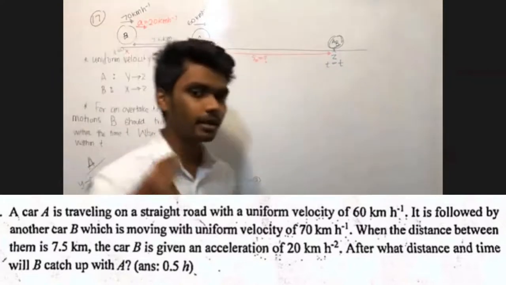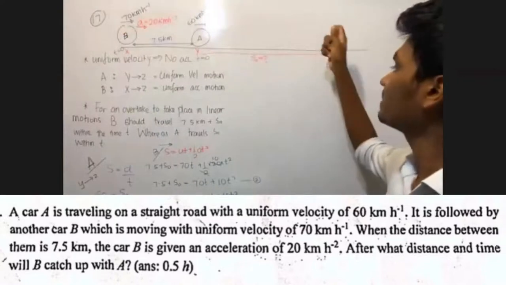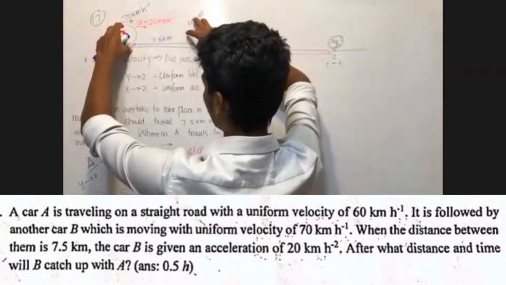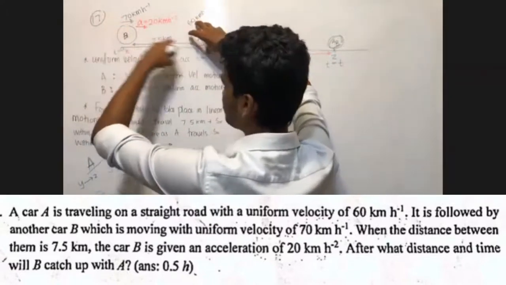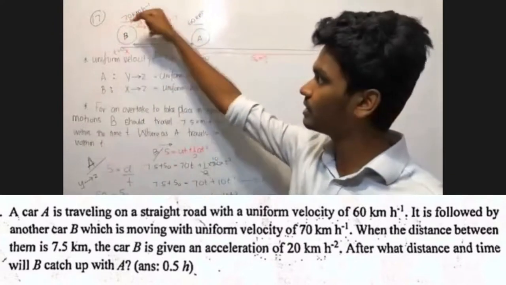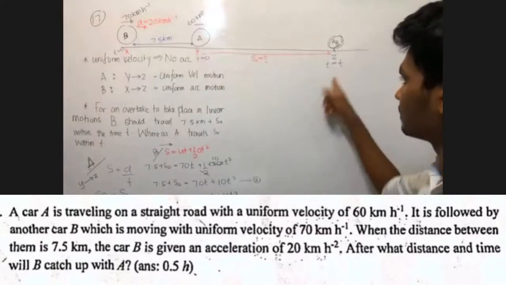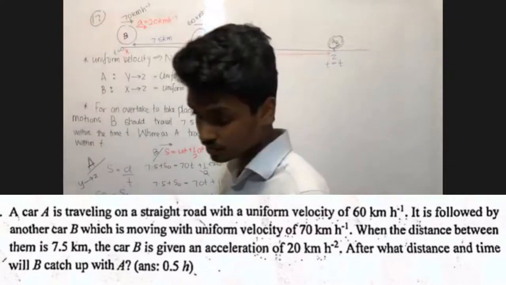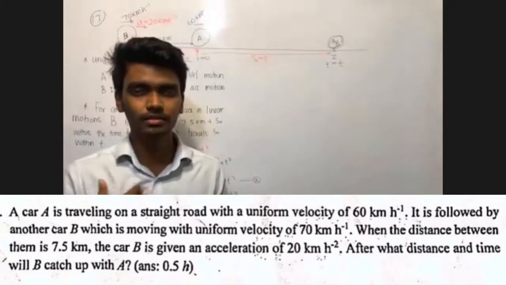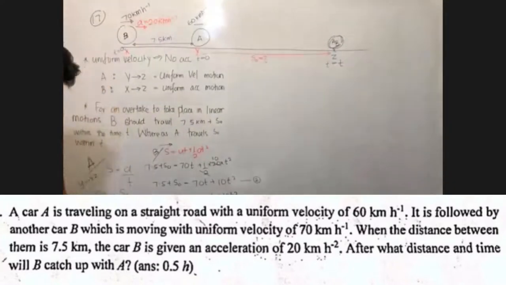So within 0.5 hours, B overtakes A. When B is at X and A is at Y, the distance between them is 7.5 kilometers. If you start to accelerate at this point, within half an hour, he'd be able to overtake.